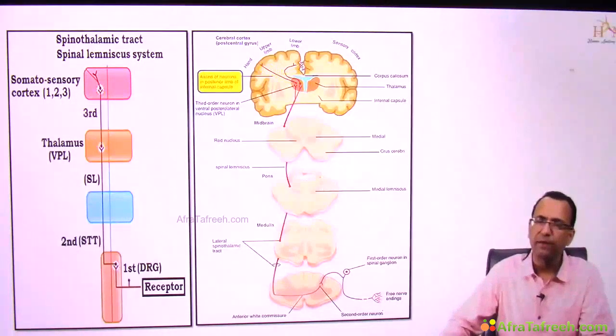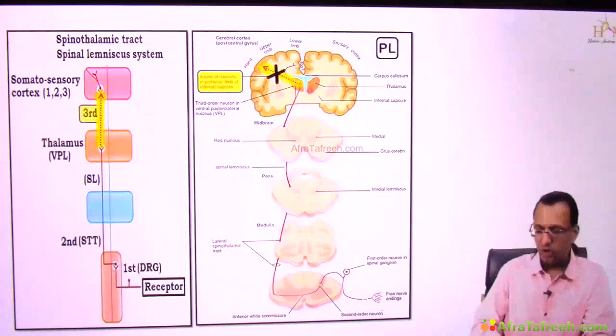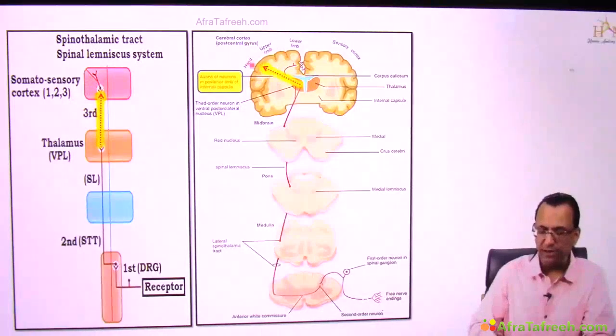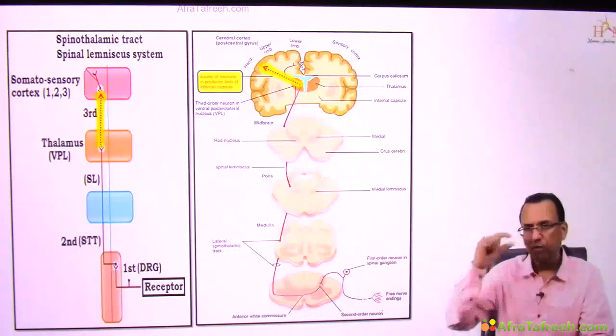And what will happen if the posterior limb of the internal capsule is damaged? If the posterior limb of the internal capsule is damaged, then obviously there will be loss of pain and temperature, but on the opposite side of the body. If the injury is on the right side, the loss of pain and temperature will be on the left side of the body. That is patient number one. And what about patient number two?